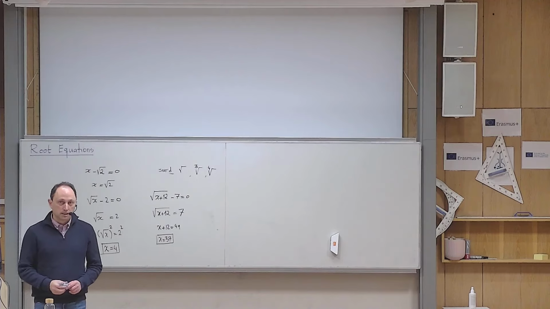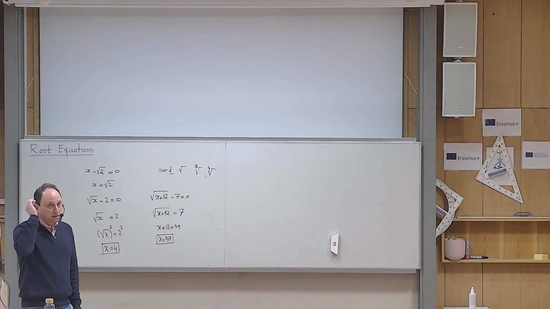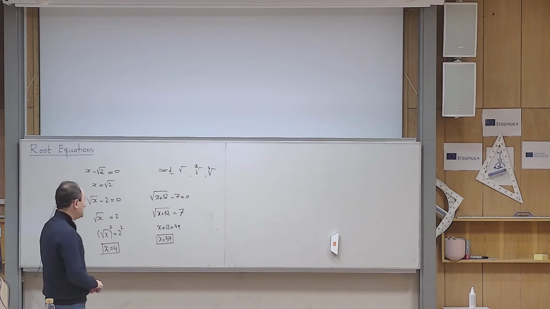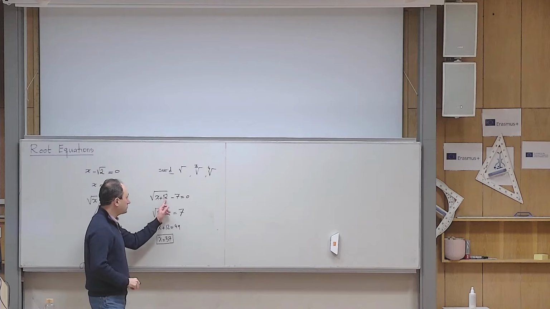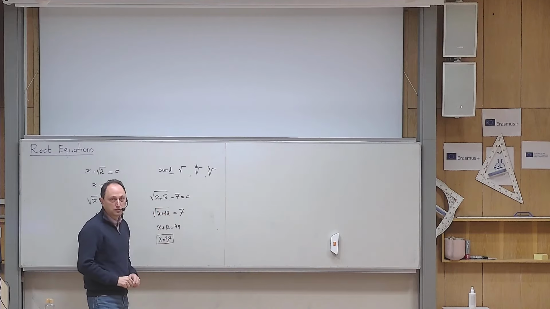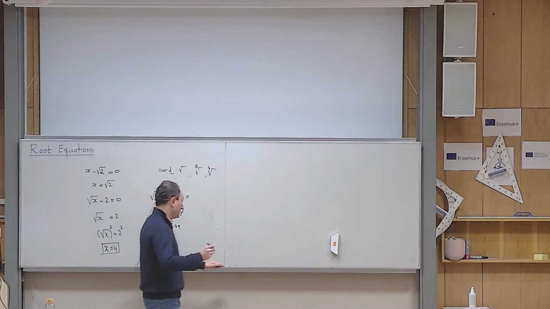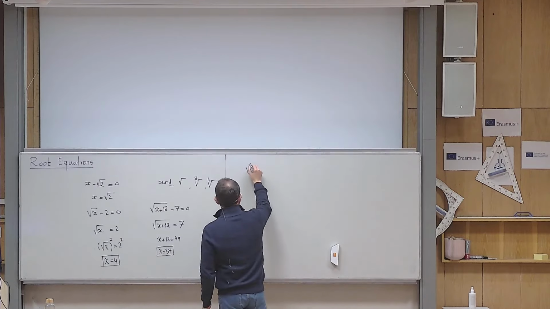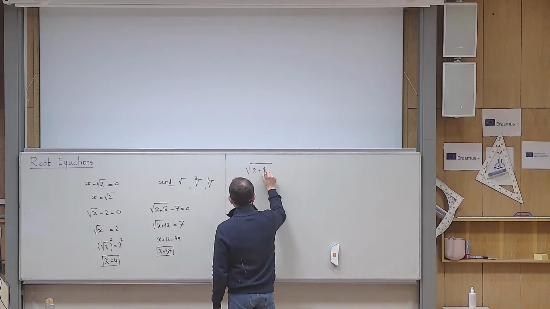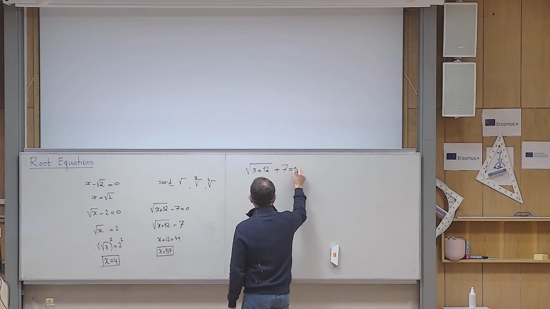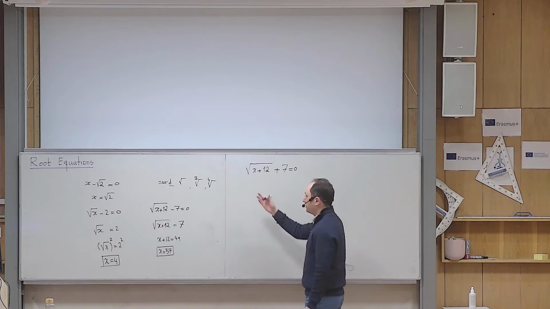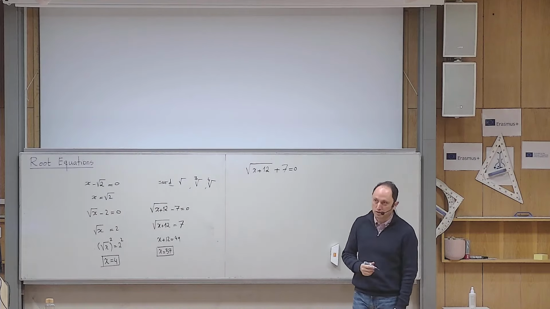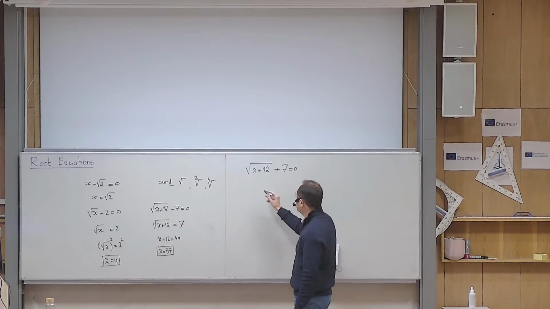Okay. But there is something that I immediately want you to understand. There is a subtlety here. For example, if I give you square root of x plus 12 plus 7 equals 0, let us see what happens. Apparently, you want to follow the same strategy because it is still natural to do that. So I move 7 to the other side.